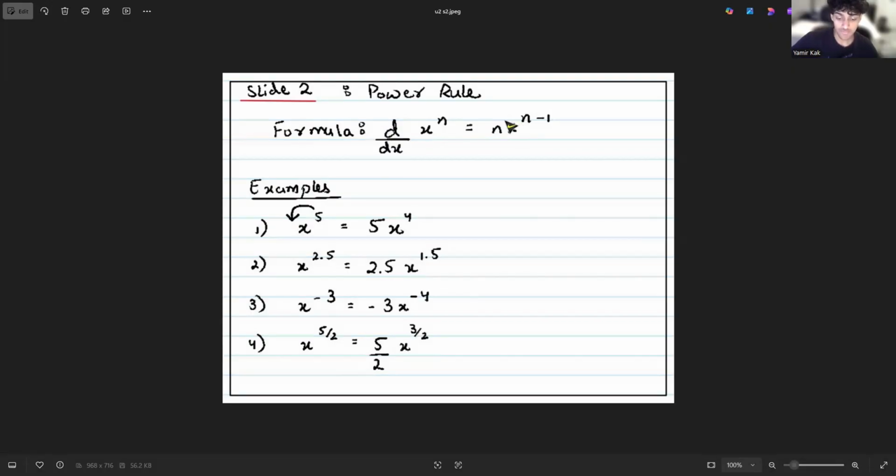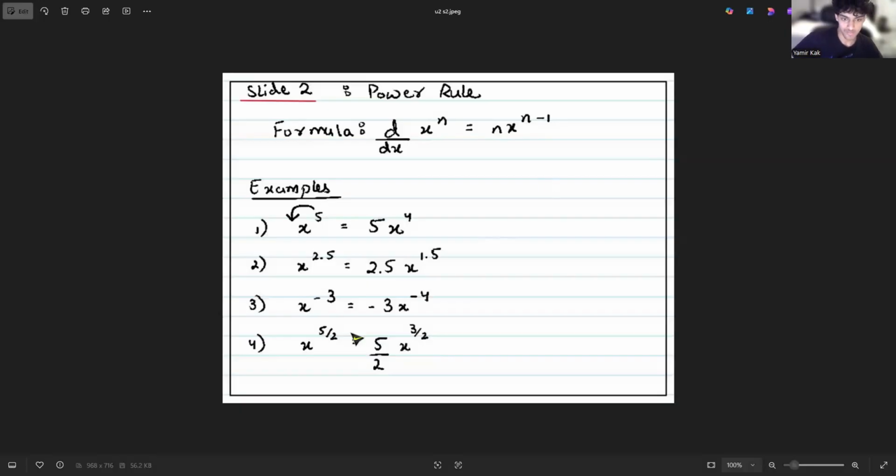And when we have a function like x raised to the power of n, so x to the n, the power rule tells us to do two things. Bring the exponent down and multiply by the x. So the n comes to the front. And then subtract 1 from the original exponent so that the new exponent becomes n minus 1. Now we'll look at some examples just to make this more clear.